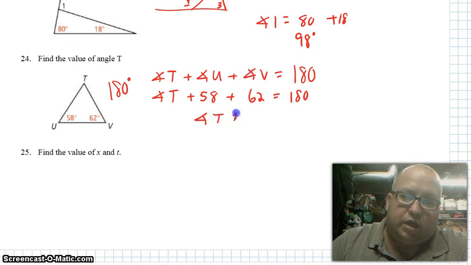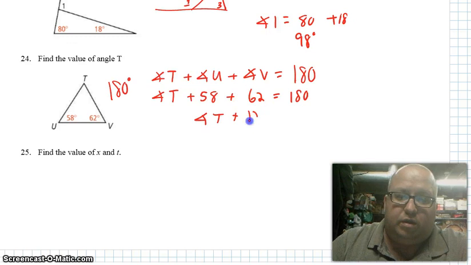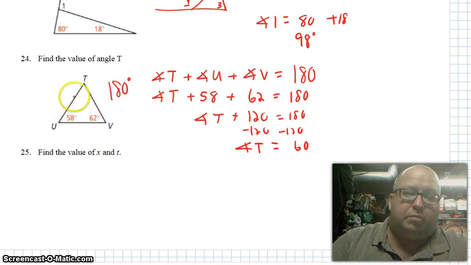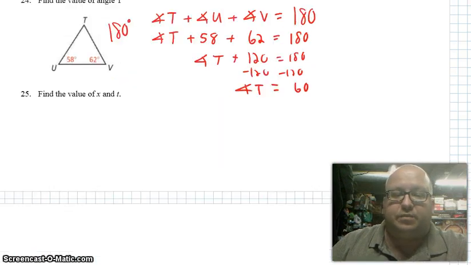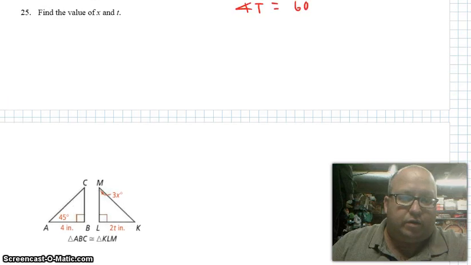That's angle T plus, let's see, 58 plus 62 is 120, plus angle T equals 180, minus 120, minus 120. Angle T equals 60. And you can go back and plug it in there and check, and it should add up to 180. 180, not 360. Find the value of, oh, there's the drawing way down there. Find x and t.